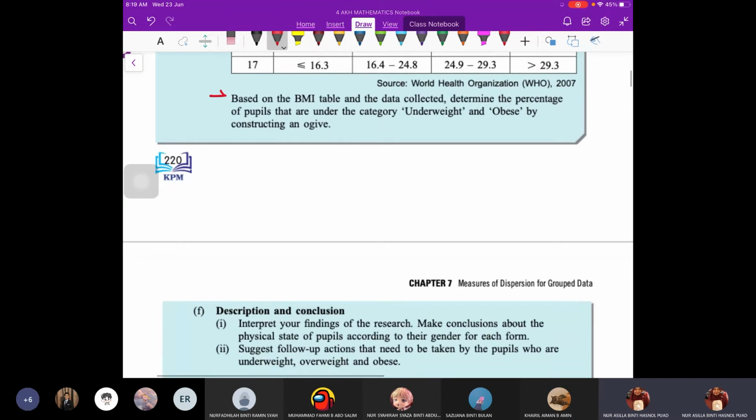So sebab tu dia kata kat sini, based on the BMI table and the data collected, ni ayat standard. So kita kena determine percentage. So kat sini dia guna percentage. So usually percentage works lah untuk tengok secara keseluruhan population. Okay, so population kita percentage underweight dengan obese tu berapa persen? Sebab kena ingat kita punya topik tadi untuk menentukan health pelajar. Okay, so kat sini dia gunakan underweight and obese. And then dia construct ogive based on that.